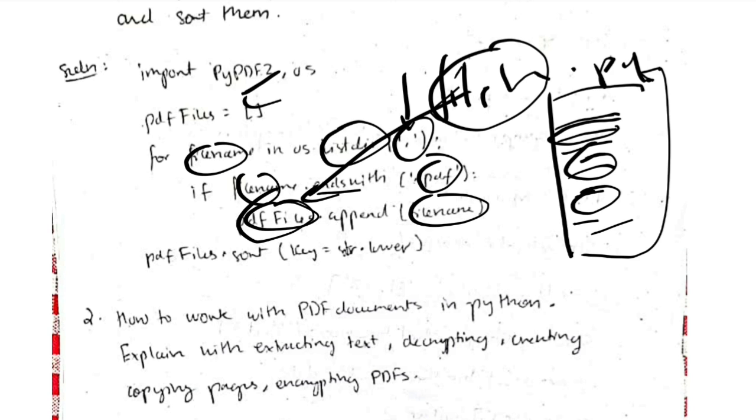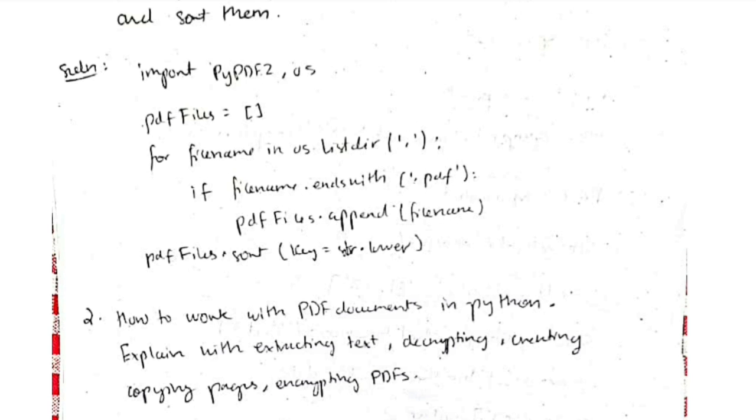Okay, so after saving all the file names, we are sorting them alphabetically. So we are using the function pdf_files.sort with str.lower. This will sort in alphabetical order.